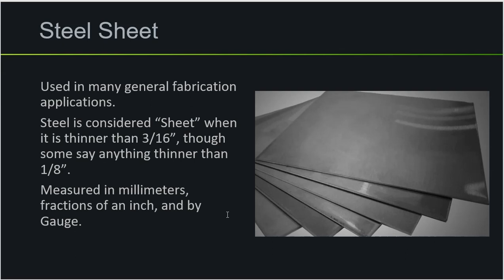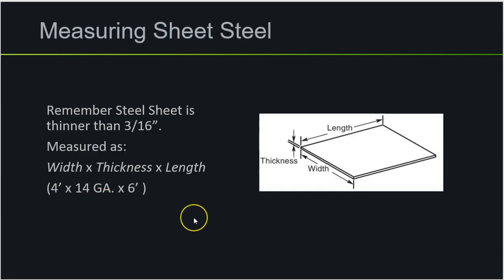And then there's also a third way to measure sheet steel, and that is by gauge. You've probably heard the term 10 gauge steel, 12 gauge, 14, 16. These are different sizes of sheet steel, and it's measured in the exact same way as plate. Typically the shorter side is called the width, the longer side is considered the length, and then of course we have our thickness. So here's an example: 4 feet, 14 gauge sheet steel by 6 feet.